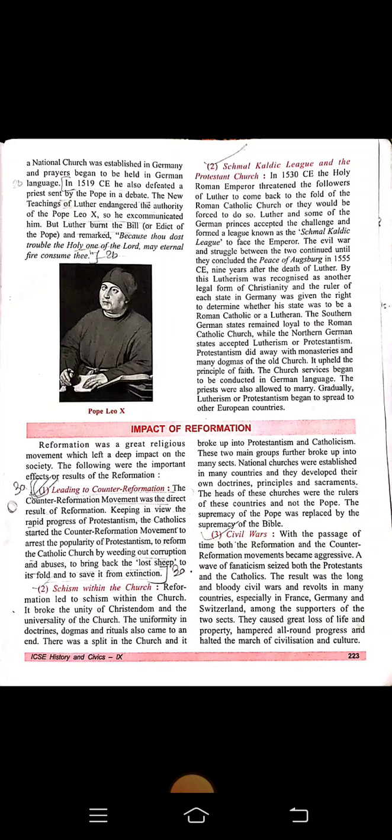Next, we are having schism with the church. The Reformation led to the schism with the church, as it broke the unity of Christendom. Here we are finding that Christianity broke into two groups, Protestants and Catholics. These two main groups further broke up into many sects.